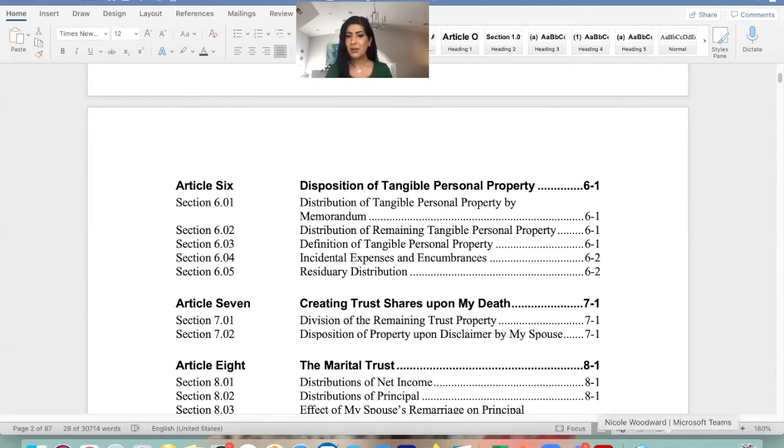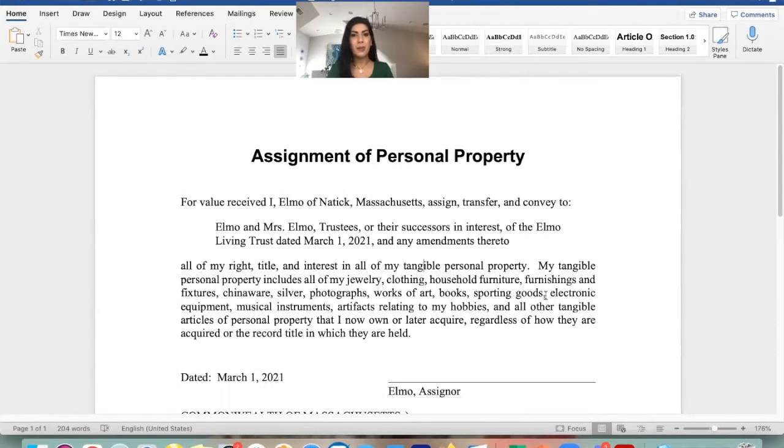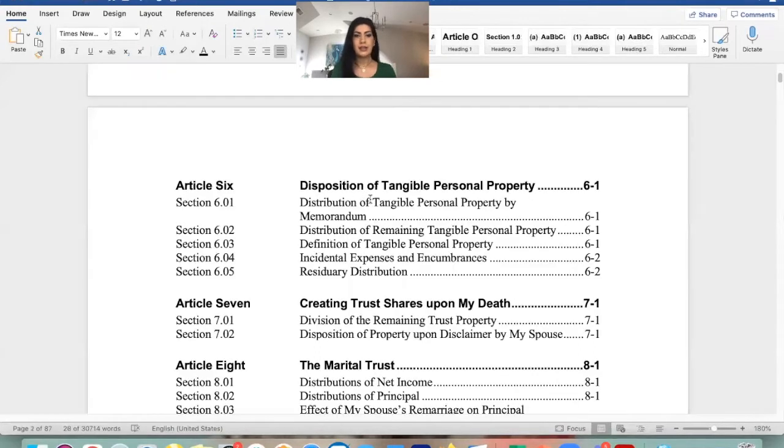So when you come in, you are going to be signing something that's called an assignment of personal property. An assignment of personal property is saying that whatever it is that you own now or in the future, you are putting it into the trust. So it's the trust that controls how things are supposed to be disposed of. AKA, no matter how much something costs, it should never have to go through probate, no matter what the value is.